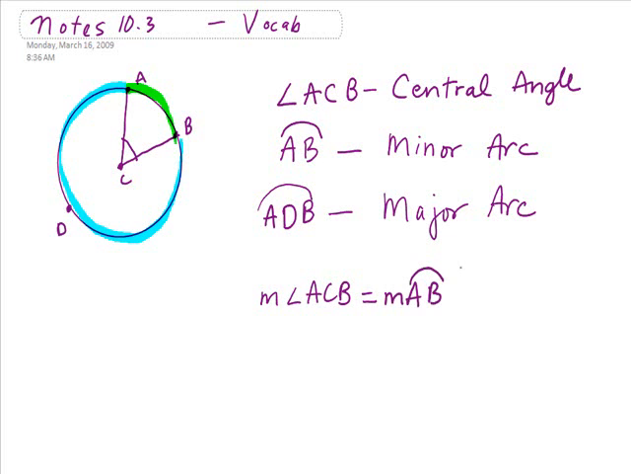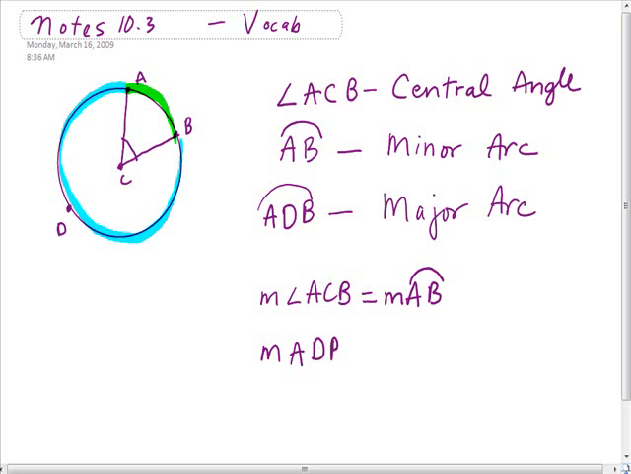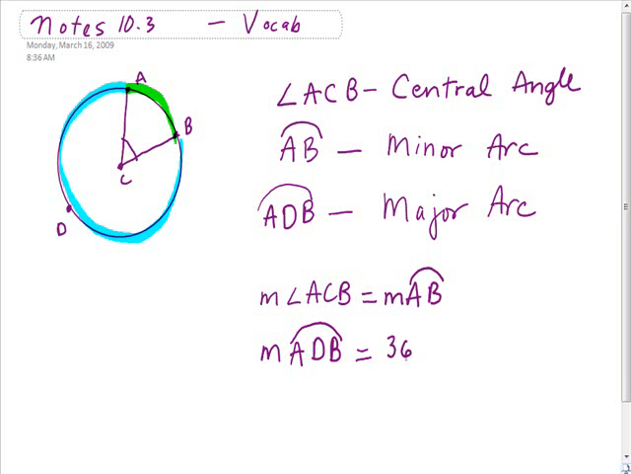And now, how could I express then the measure of the major arc? What's the whole circle? No, the whole circle is 360. So if I had, for example, the measure of arc AB, what could I do with that to find the measure of the major arc? Yes, Jordan? Subtract it from 360. Good. So we could say that the major arc is 360 minus the minor arc. They add up to 360.